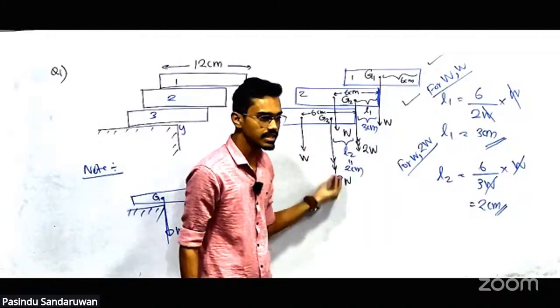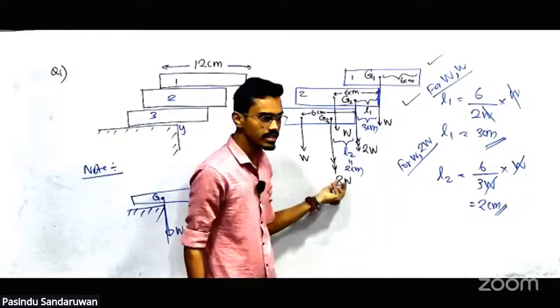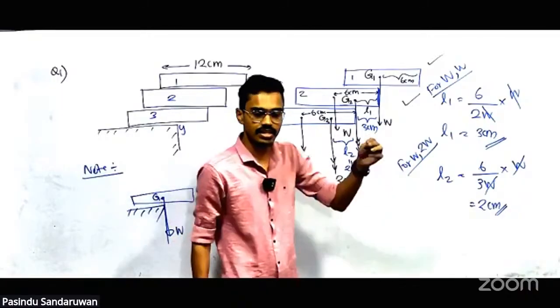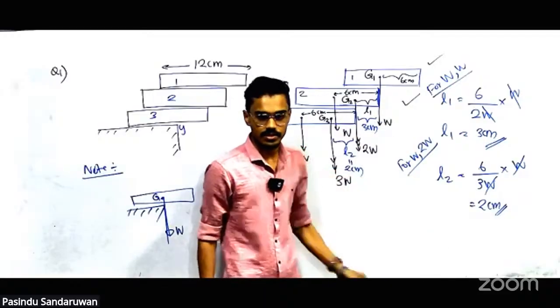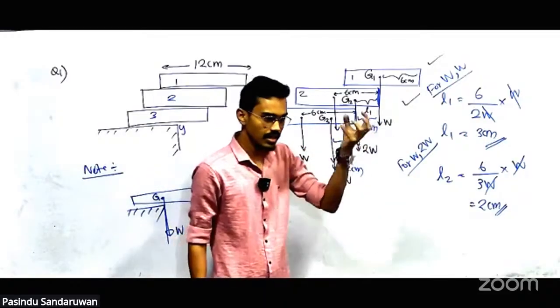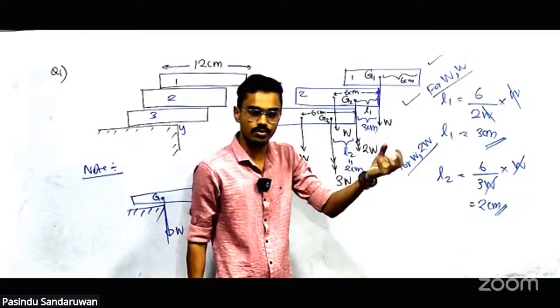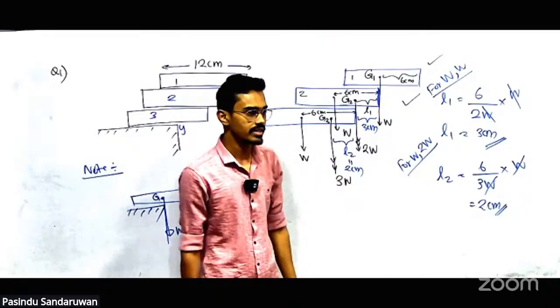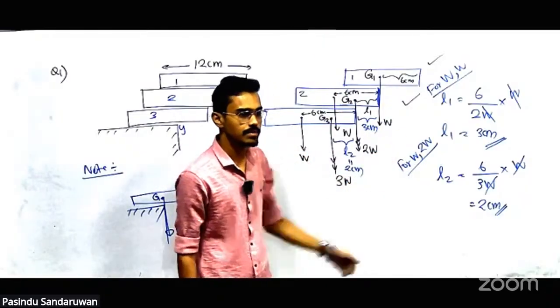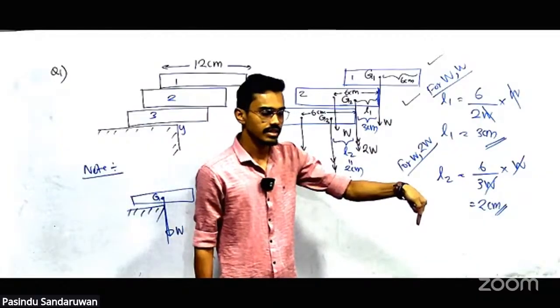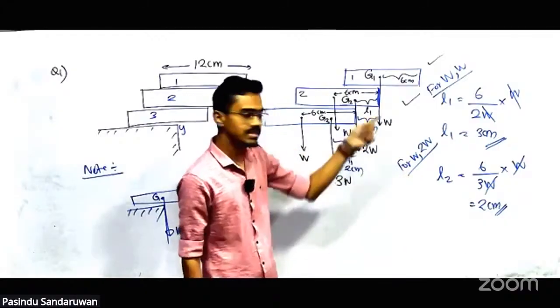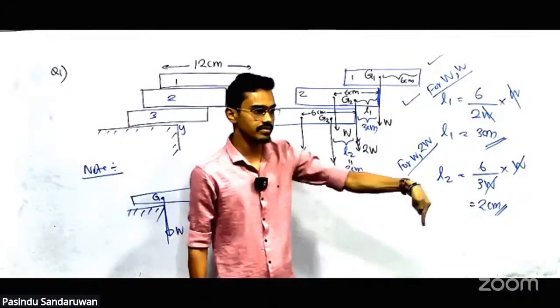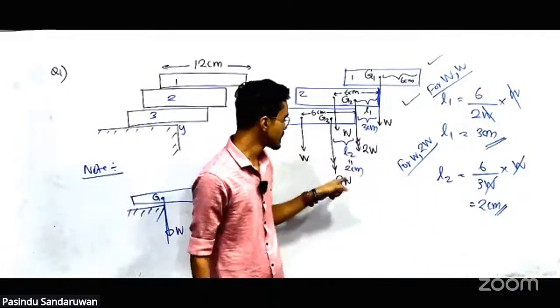3W acts here. 3W means this is the total weight of all three books. Which means when I'm at G3, that represents all three books. G3 is the ultimate, common center of gravity of all three books. Got it? Because the weight is 3W, and 3W acts at that point. Center of gravity is the point where weight acts. Then the resultant center of gravity is the point where the resultant weight acts. The resultant weight is 3W, and 3W acts here.